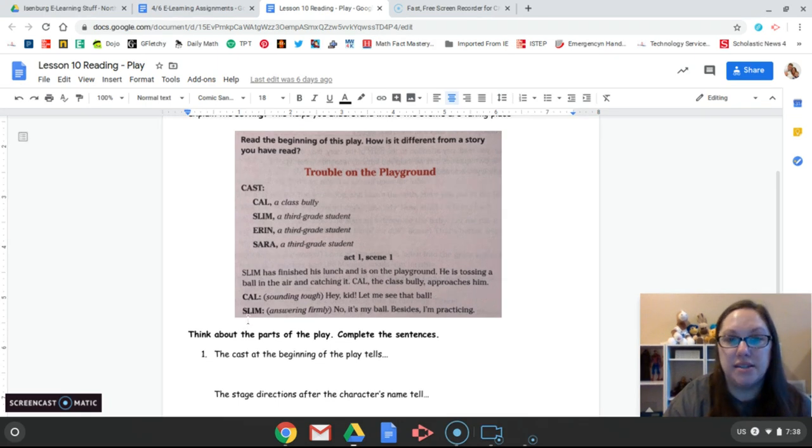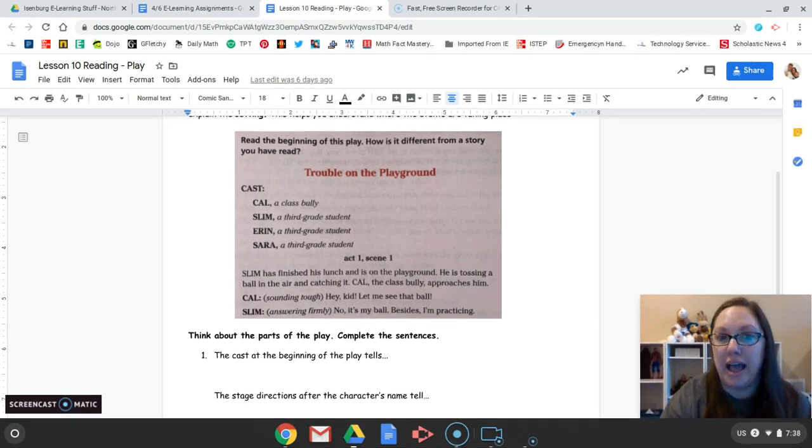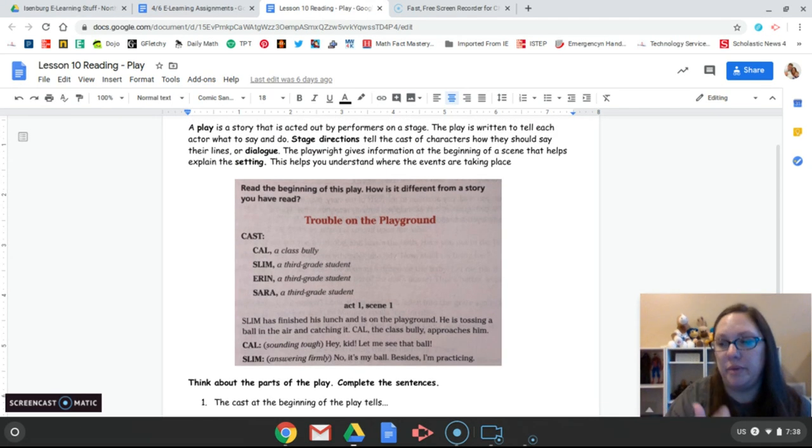And then Slim, which is another character, is supposed to say, "No, it's my ball. Besides, I'm practicing." So that's his part of the dialogue. Notice I didn't say the stage directions. Stage directions are not part of the dialogue because they're not supposed to be said out loud. The dialogue is the part that we say out loud.